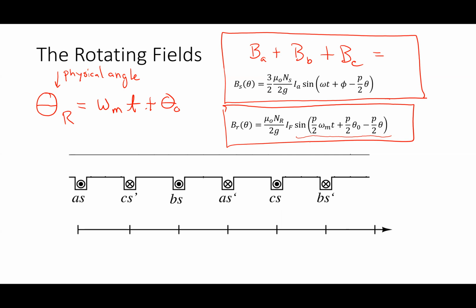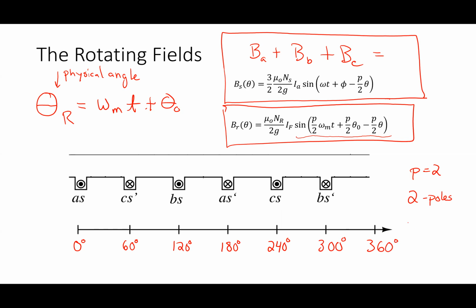So let's take a look at this. First of all, if I sketched B sub S of theta, if I did this for a 2-pole machine, so let's say I had 2 poles, so P equals 2, what would the field strength look like in the air gap? So first of all, this would be 0 degrees. This would be 60 degrees. This would be 120 degrees. This would be 180. This would be 240. This would be 300. And this would be 360.